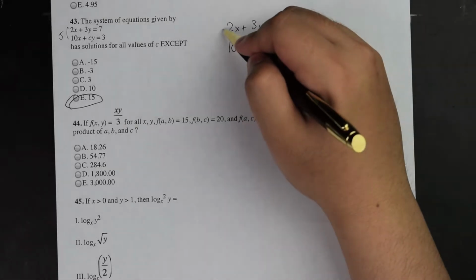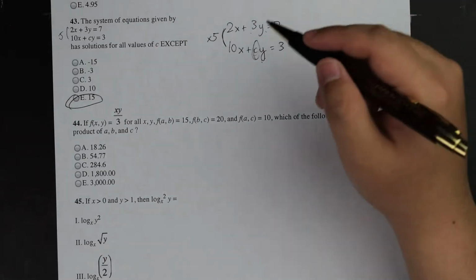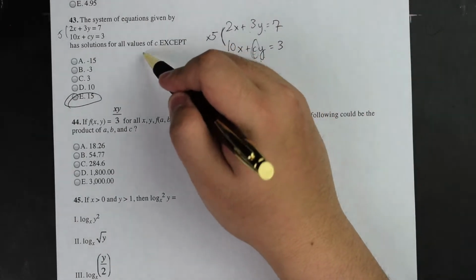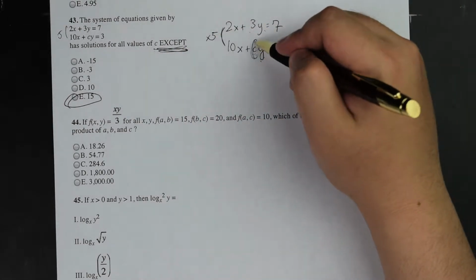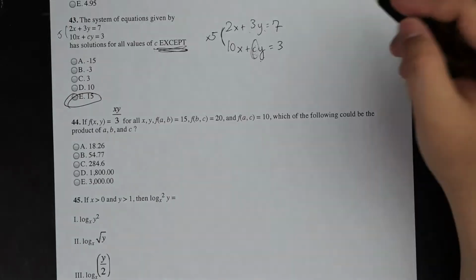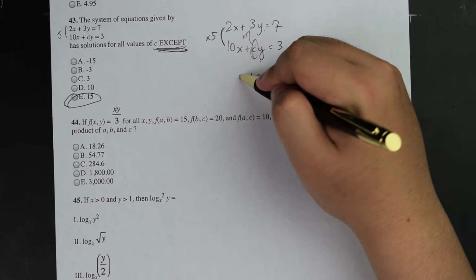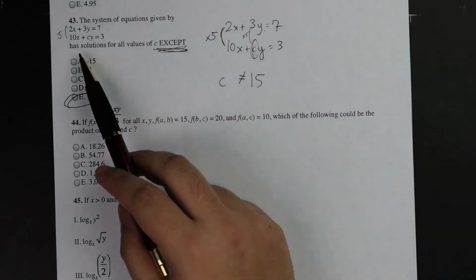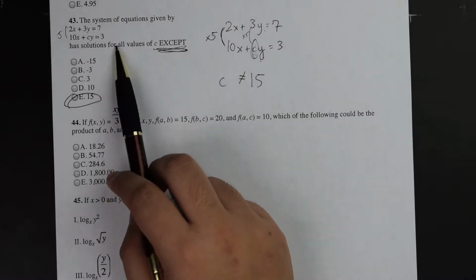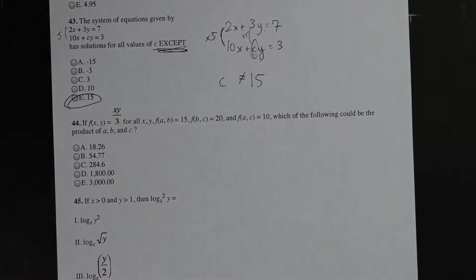And so right here, I notice that this 2 to 10 multiplies by 5. In order to create a scenario where this does not have a solution, I'm going to force this C to also be proportionally the same amount. So 3 times 5 will equal 15. Thus, C cannot equal 15 or else there will be no solution. Based on what the question is asking, it has possible solutions except for one of these, and it's going to be E. So it's going to be 15. And that concludes my explanation for number 43.